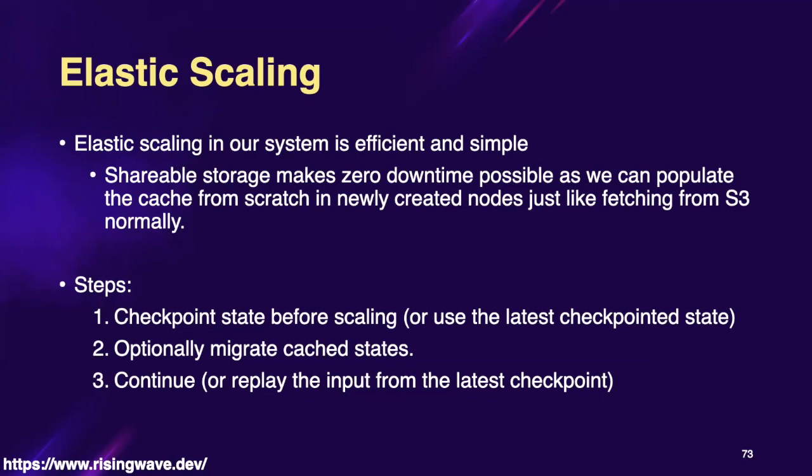The steps here are that we first do the checkpoint before scaling. We write to S3. The second step is optional because we don't really need to do the migration for cached states. And the third step is we just continue processing from the checkpoint we made in step 1.